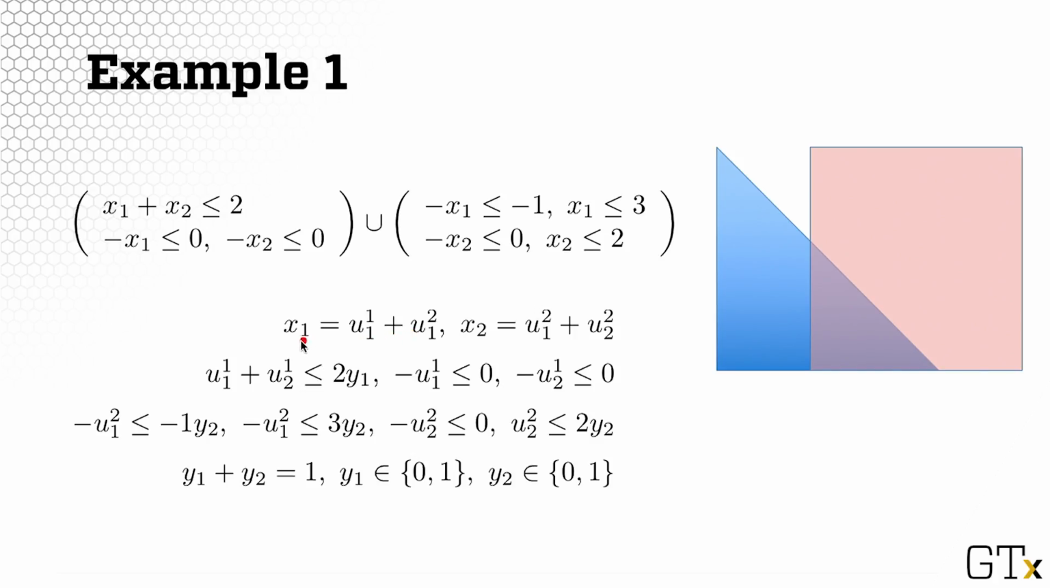Now remember, when you see a subscript, that is the component, so x1 is the first component, and the superscript denotes which of the 2 different polytopes you are on. So x1, the first component of x, is written into 2 parts, u11 and u12, where u11 corresponds to the x1 component of the first polytope, and u12 corresponds to the x1 component of the second polytope. Similarly, x2 is written as u21 plus u22. Again, this corresponds to the second polytope.